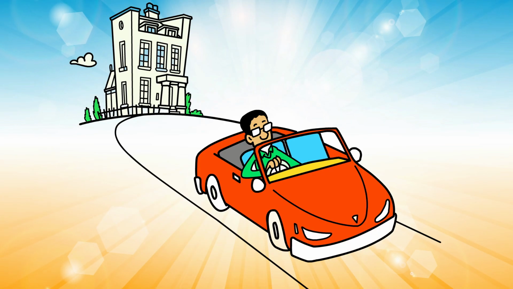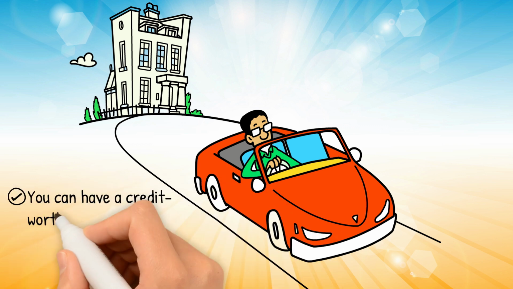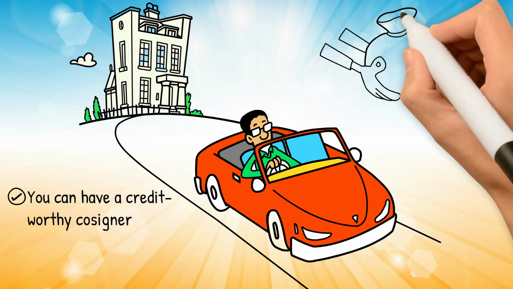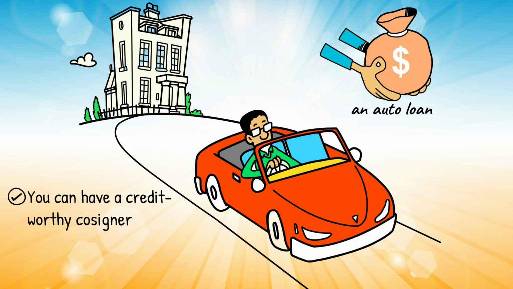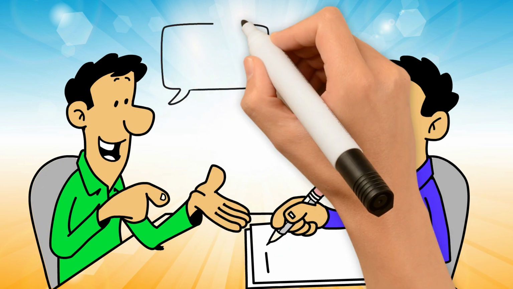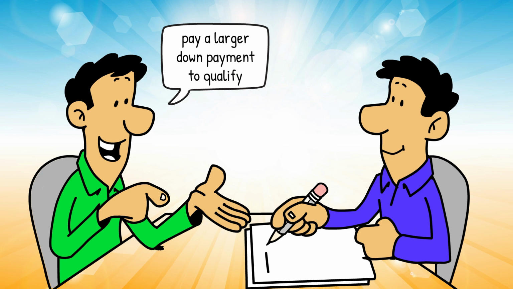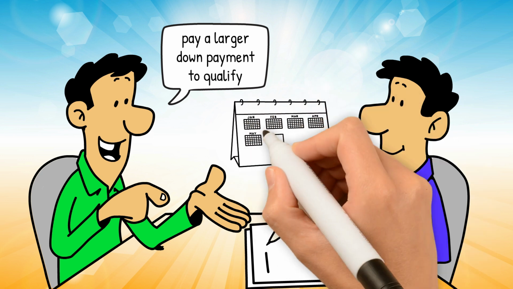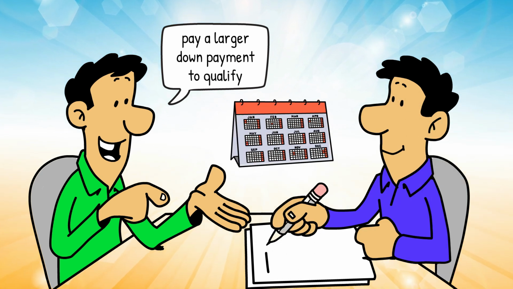For example, you can have a credit-worthy cosigner help you qualify for the lease, or consider taking on an auto loan instead. Some dealerships will also allow you to pay a larger down payment to qualify for the lease. Just be aware that this may increase your monthly payments and result in additional fees at the end of your term.